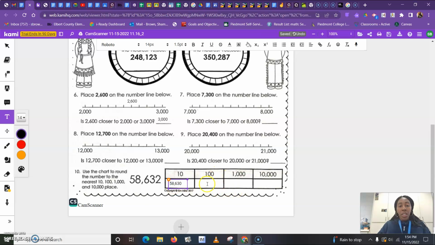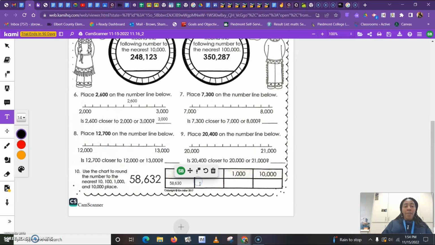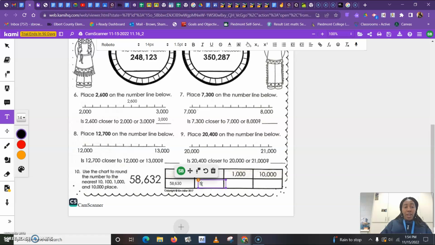And then for the 100 place, I would know my 6 is either going to soar or rest, and I'll look at my 3. My 3 is 4 or less, so I'm going to let the 6 rest. Remember, you have to write everything else. So your 5, your 8 will stay the same. 6 is also staying because our 3 is small enough to where that 6 is going to stay. And then everything else after that turns into a 0. So my answer there would be 58,600. So you do the other two on your own.